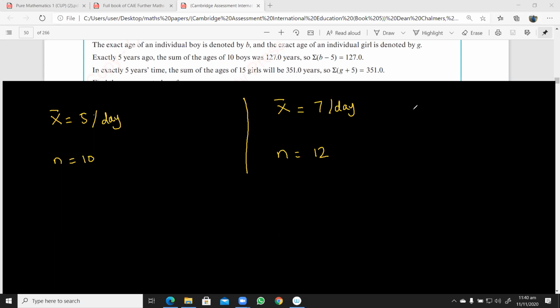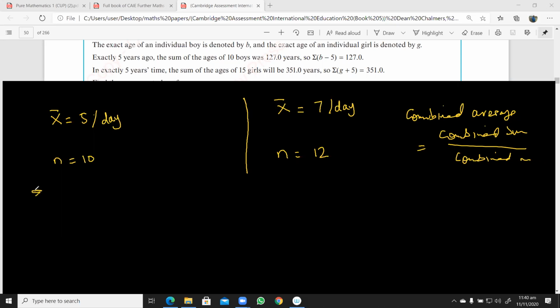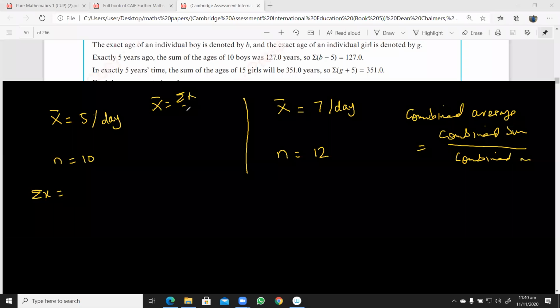This is my own version of the formula. You can note it down. The combined average is going to be the combined sum over the combined frequency or the combined number. So what is the sum here? What is sigma x here? If you remember the formula, the mean is sigma x over n.